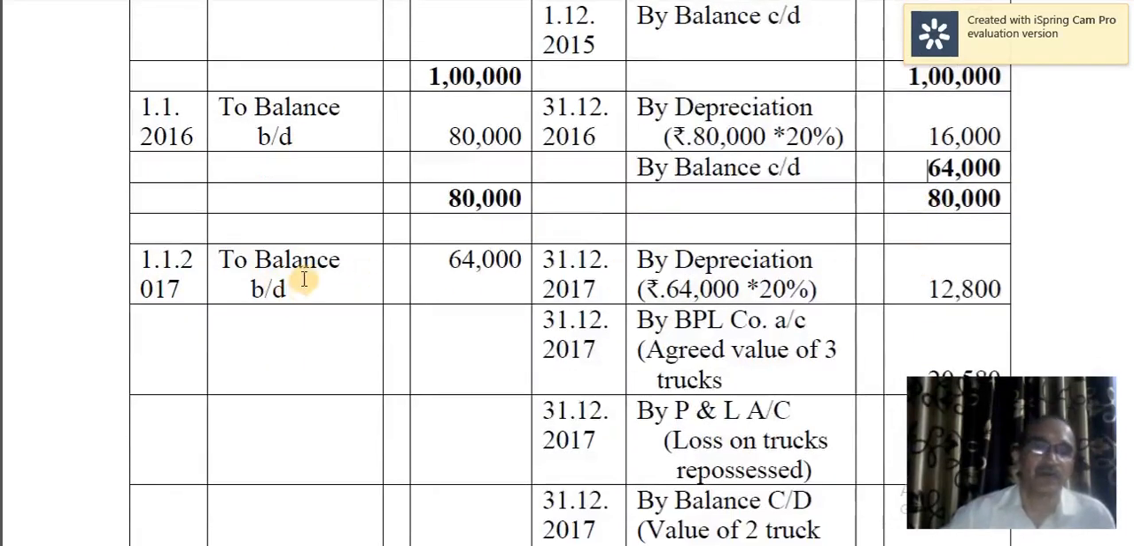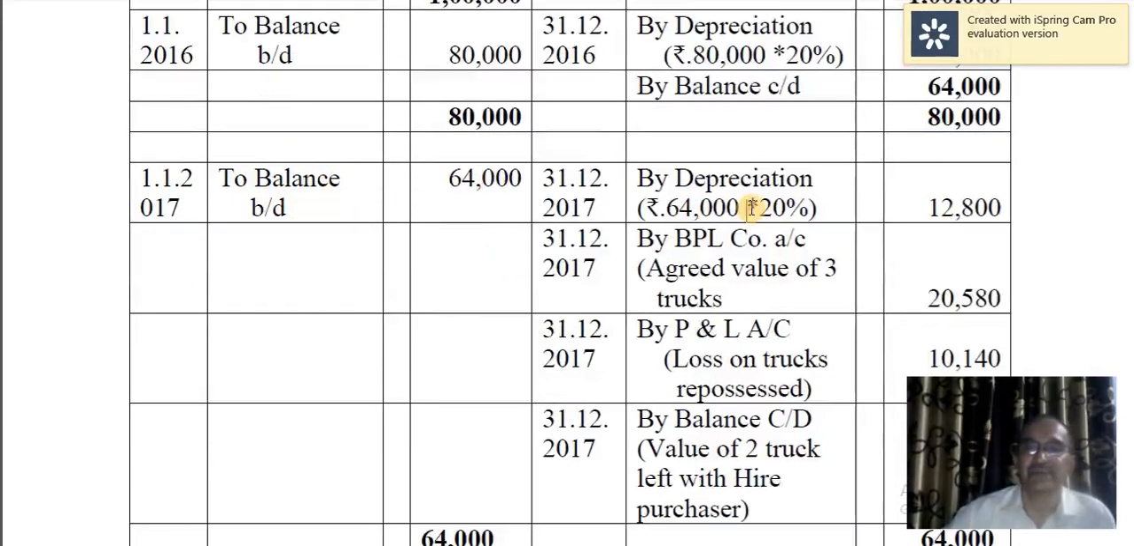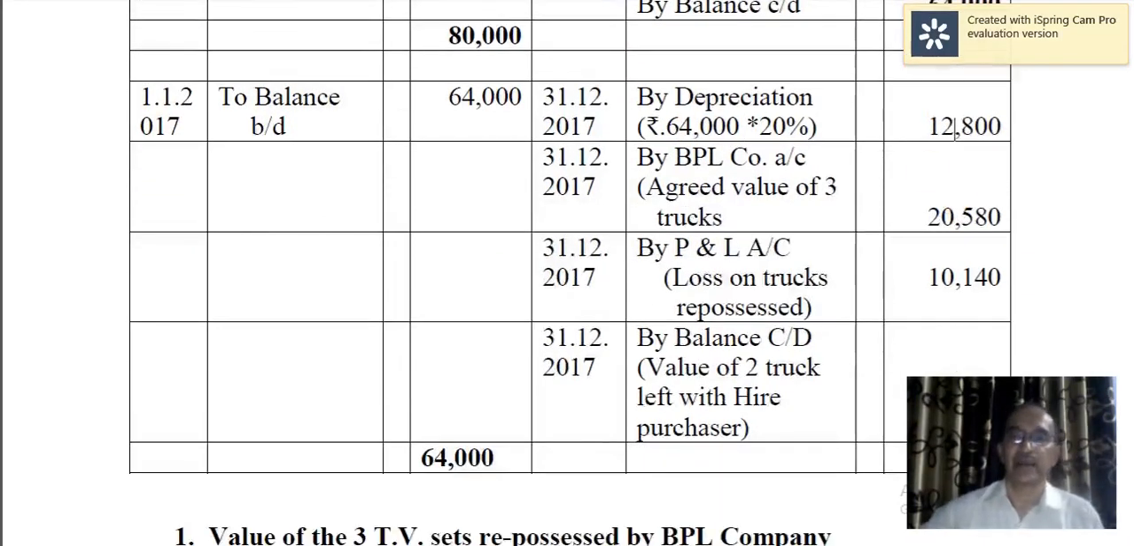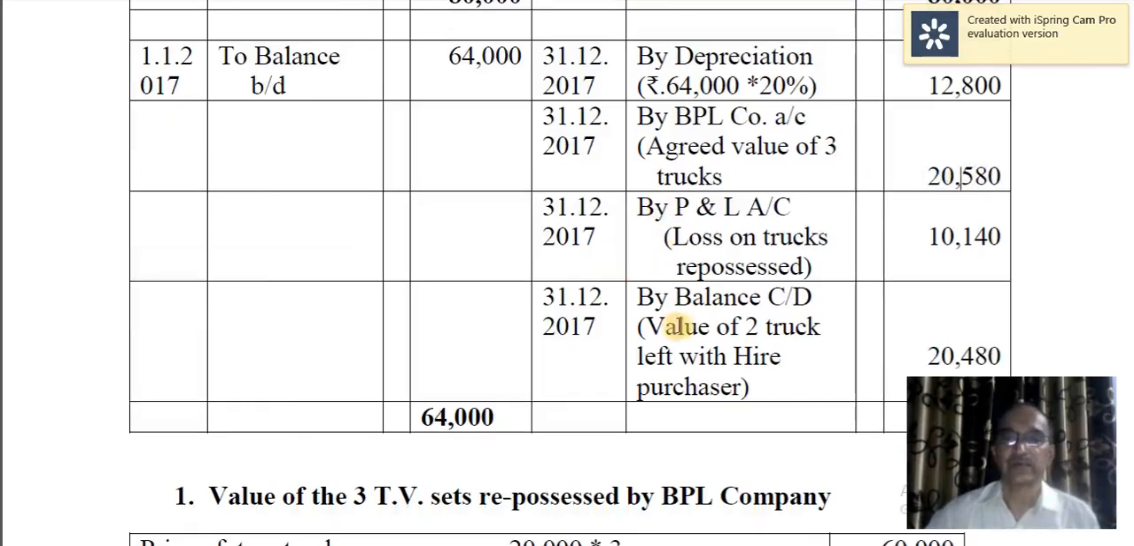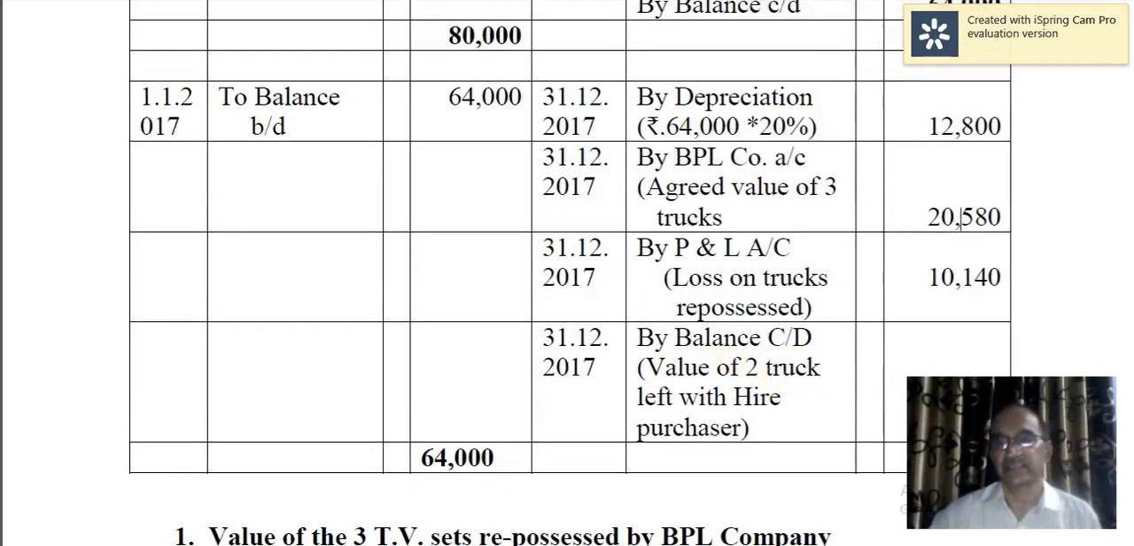So balance brought down at the beginning of 3rd year is 64,000. Depreciation for third year on the written down value at 20% comes to 12,800. And 3 sets were taken over, therefore agreed value is 20,580. I have given a separate working note, and the value of 2 sets left with Prakash Electronics, that is 20,480. Again working note is provided. Then the balancing figure will be transferred to profit and loss account, 10,140. This is the balancing figure.